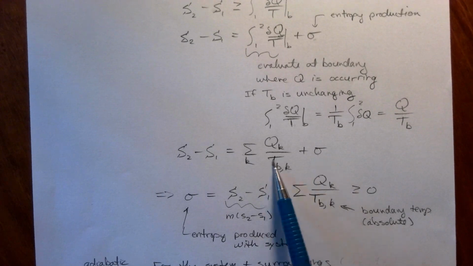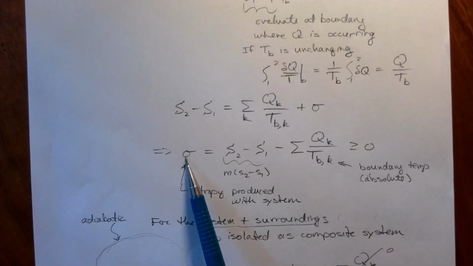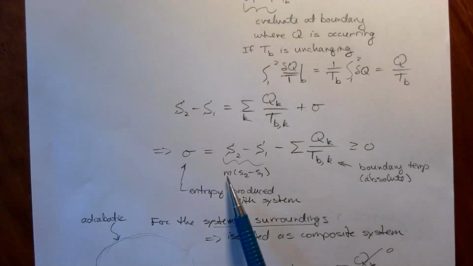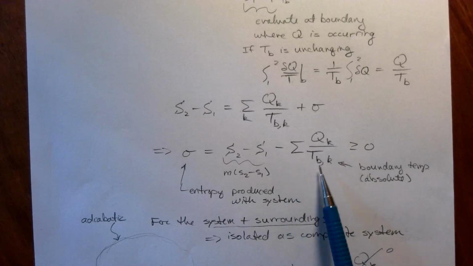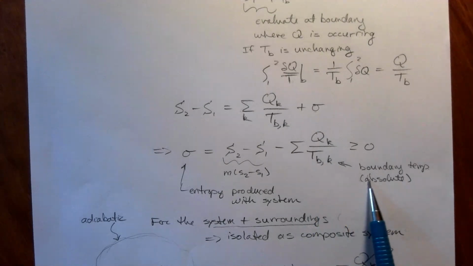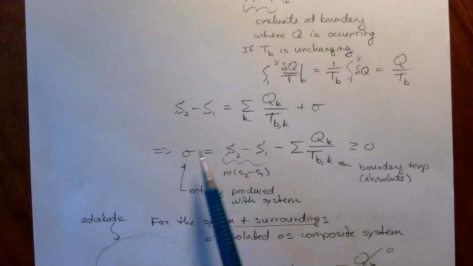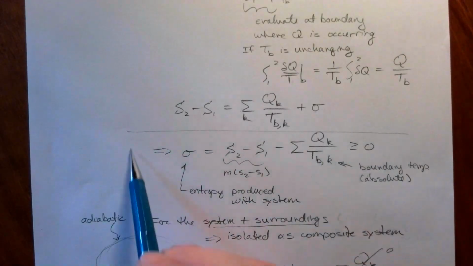Solve this for sigma, so take that to the other side of the equation. Here's our entropy produced within the system. It equals the entropy change of the system, m times (s2 minus s1), since it's a closed system, remember, so there's one mass, minus the summation of Q over T. And that boundary temperature has to be absolute. The second law says that has to be greater than or equal to 0. So there's one equation. We could put a box around that equation.